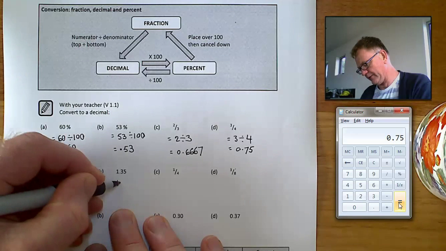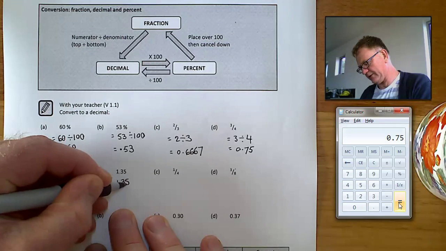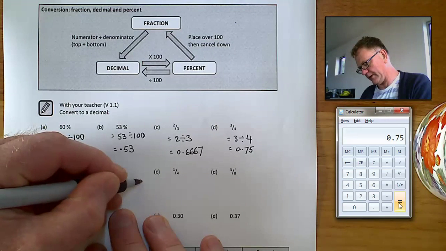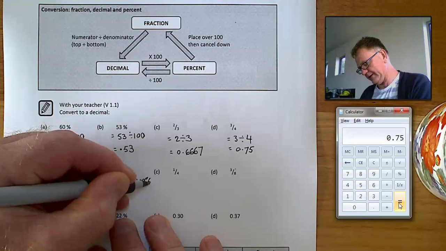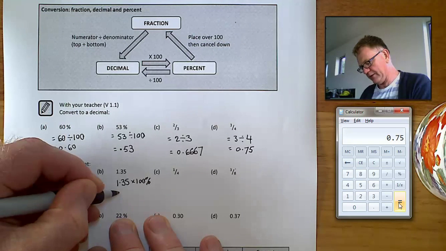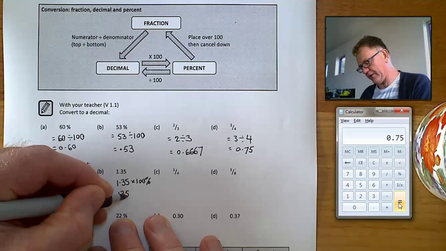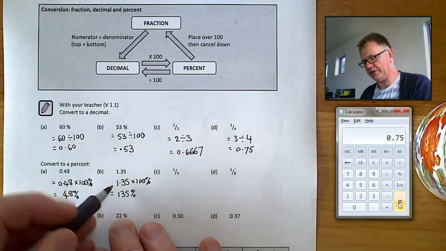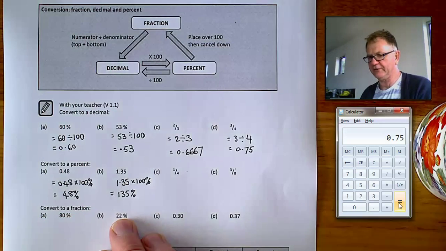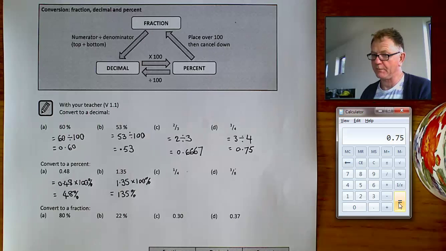1.35. To change a number to a percent, you times it by 100%, and it becomes 135%, moving the decimal place 2 positions to the right. Probably time to have a go at questions 3 from the back of the book.